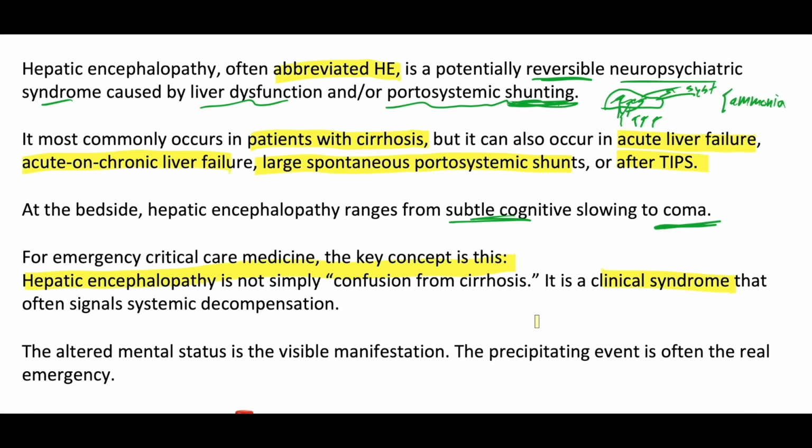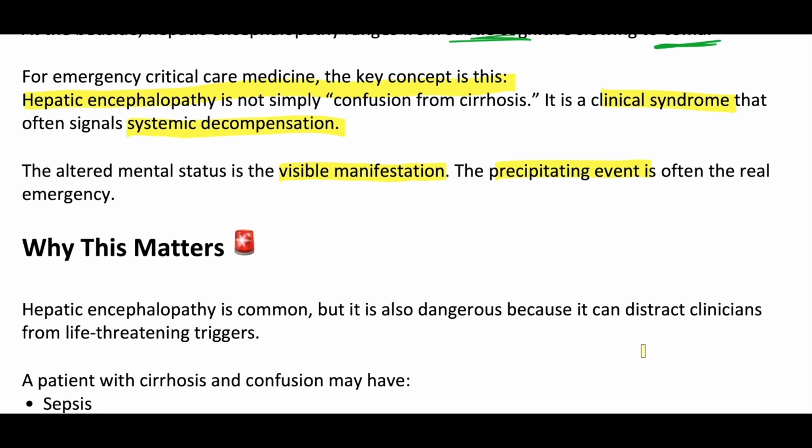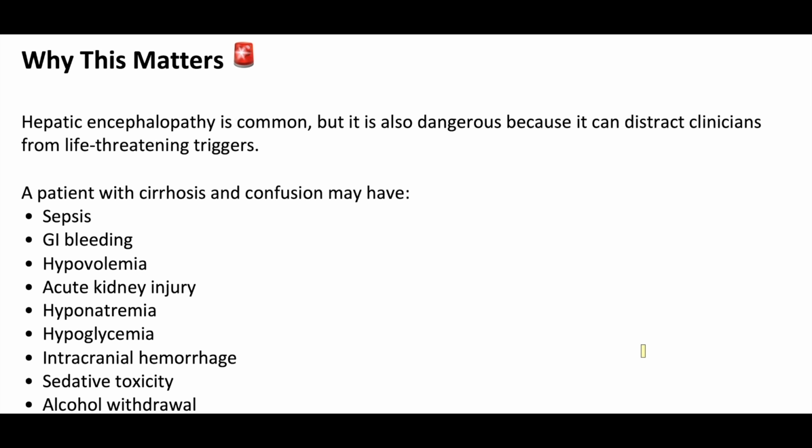The key concept here is that hepatic encephalopathy is not just confusion from cirrhosis. It's a clinical syndrome, and that syndrome often signals some degree of systemic decompensation, because most times hepatic encephalopathy is caused by a precipitant. Something has caused it to start, whether it's infection or bleeding or worsening liver synthetic function, what have you. So the altered mental status is a visible manifestation, but the precipitating event is often the more significant emergency. So why does this matter? Why are we even talking about hepatic encephalopathy? Well, it is common, but it can be dangerous, especially if it distracts clinicians from the life-threatening triggers.